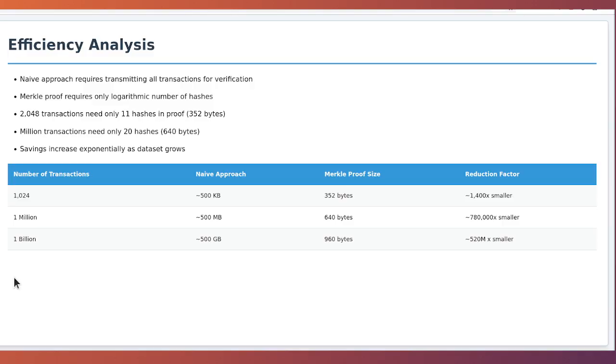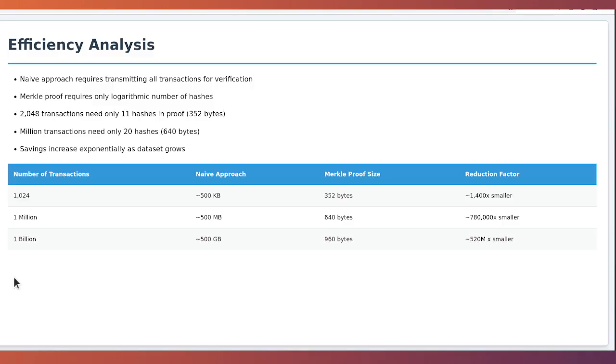This efficiency scales beautifully. For 1 million transactions, we would need only 20 hashes in the proof. For 1 billion transactions, only 30 hashes. The logarithmic growth means that even as blocks grow to contain more transactions, verification remains practical. The computational cost is equally efficient.